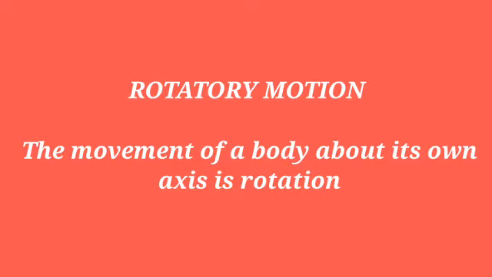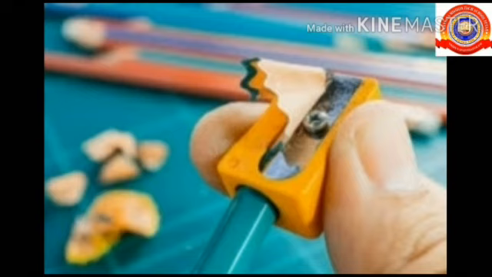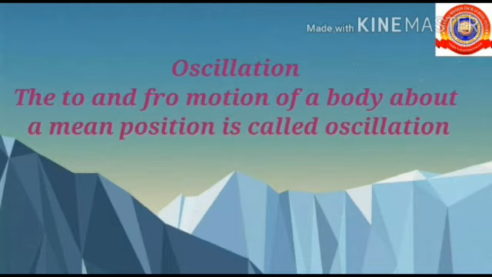Next is rotatory motion. The movement of a body about its own axis is called rotation. Wheel of a vehicle rotating, rotation of a fan. Sharpen a pencil with a sharpener, etc. are the examples of rotatory motion.